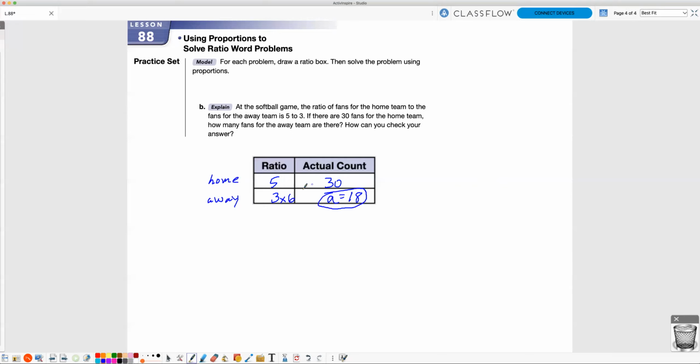I can check my answer by taking 30 times 3, which equals 90, because it should be this. These ratios should be proportionate. So if I took 3 times 30, that equals 90. I have to multiply 5 times 18 and hopefully get 90 as well. So 5 times 8 is 40, and 5 times 1 is 5, plus 4 makes 90. So that would be correct. This would mean that the away team would have 18 fans.